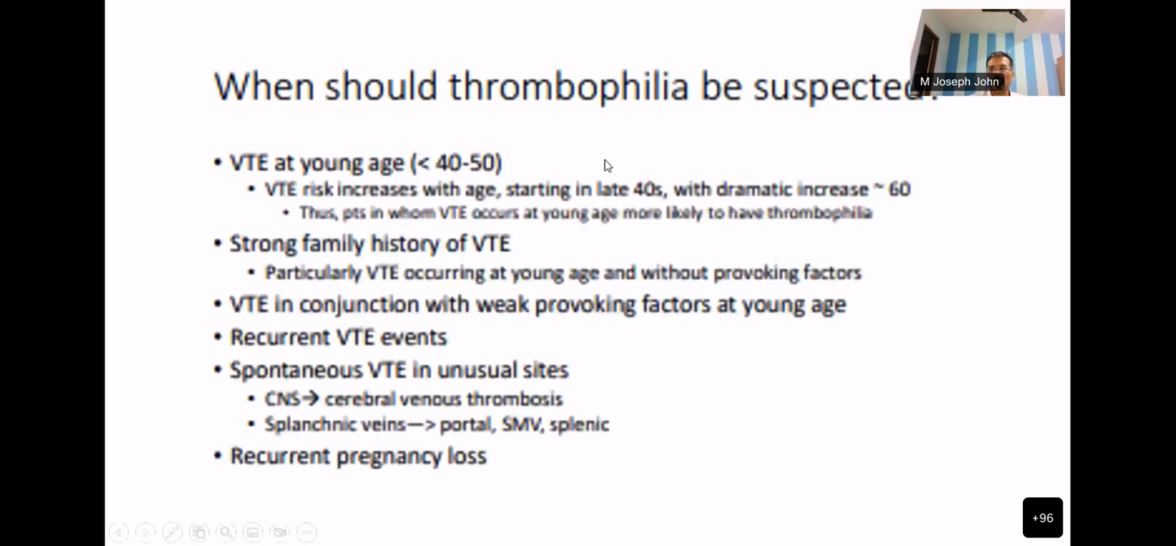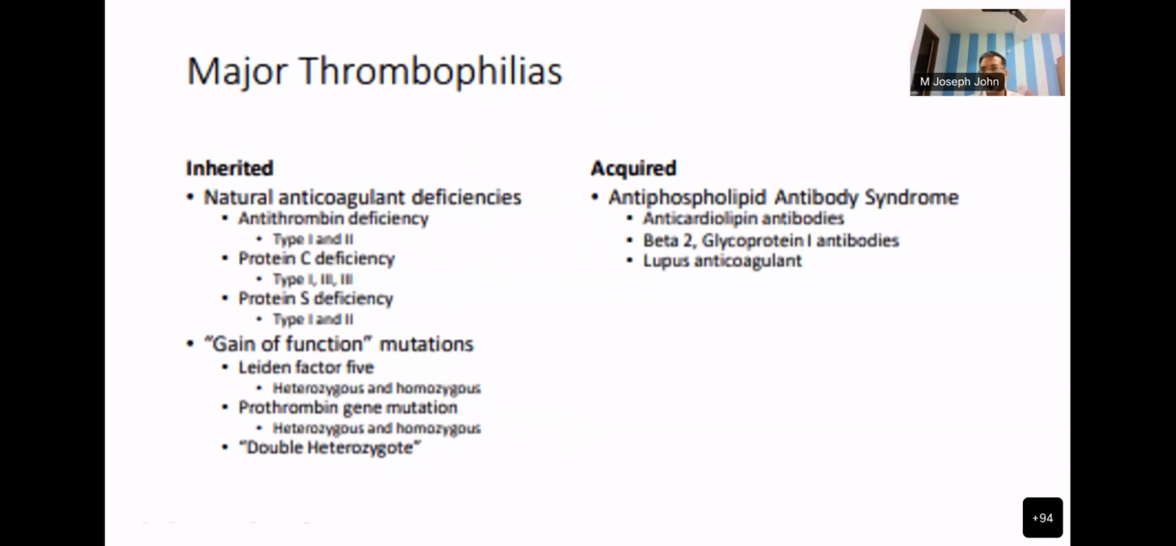In terms of approach to unprovoked thrombophilia, if it is suspected in a younger age group, strong family history, then it is a cause of concern where thrombophilia is entertained in our mind. It could be inherited or acquired. So these are the two things which we need to understand. If it is inherited, natural anticoagulant deficiency or a gain of function mutation. Otherwise, it is acquired. We are only dealing with antiphospholipid syndrome and rarely PNH.